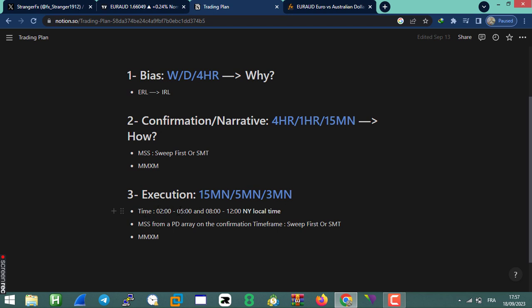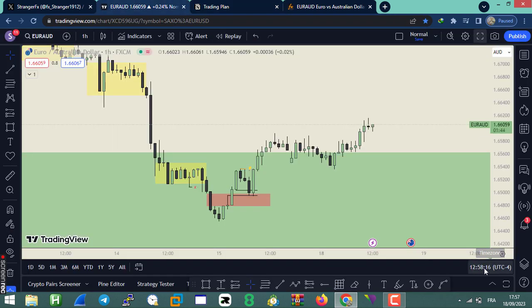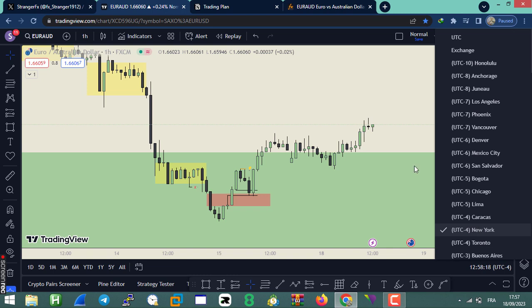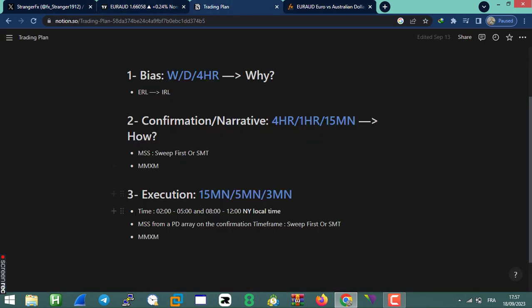So from 2 a.m. all the way to 5 a.m. This is the London kill zone, and from 8 a.m. all the way to 12 p.m. is the New York kill zone, New York local time. So always check here, make sure it's in New York time, right? So the time is in check.